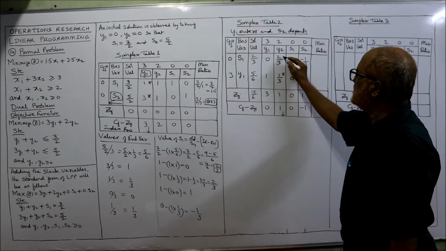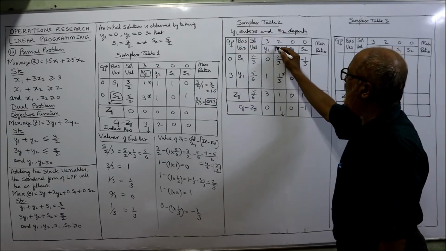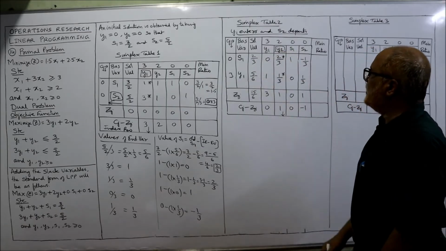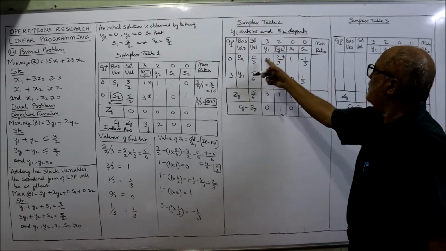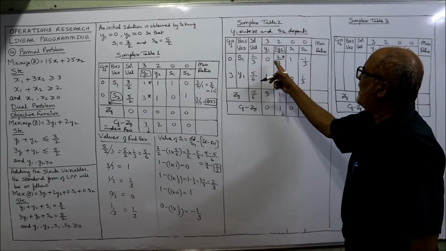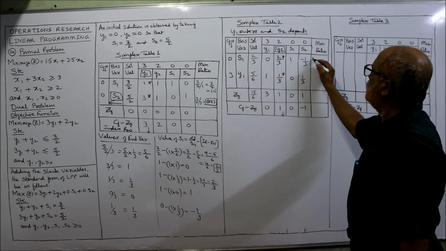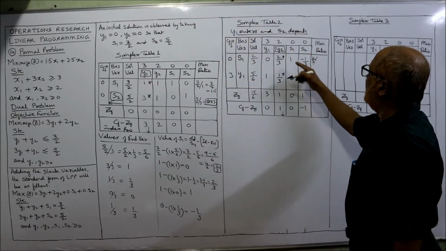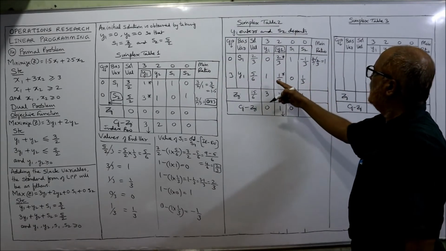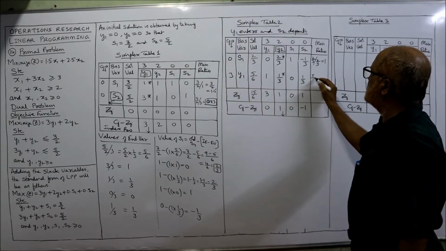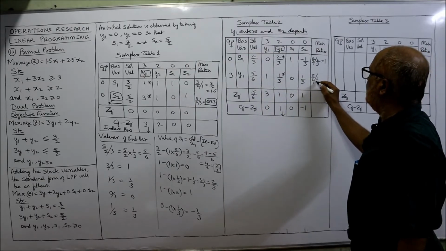So in the next table, Y2 will enter. Y2 will enter. Now which will depart? Now it depends on the minimum ratio. So solution value divided by intersection element. 2 by 3 divided by 2 by 3 is equal to 1. Here it is 5 by 6 divided by 1 by 3.